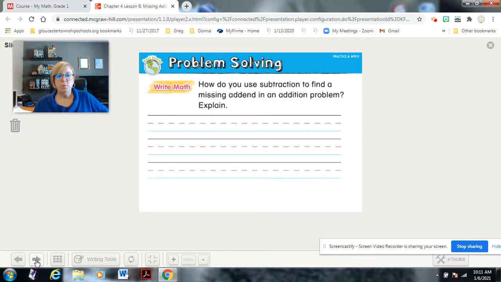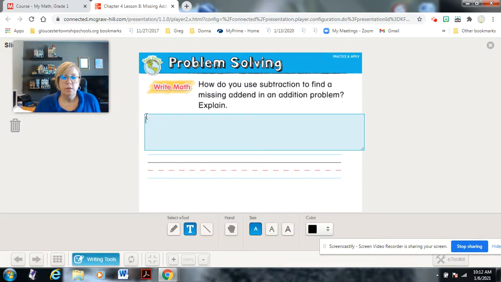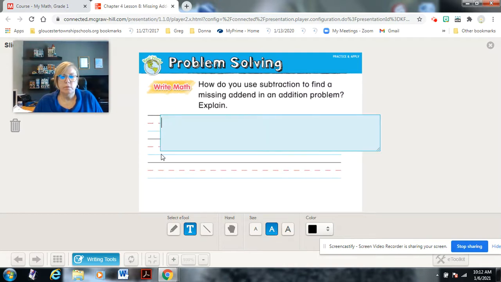All right, so here we go finishing up. How do you use subtraction to find a missing addend in an addition problem? All right, so they would like us to explain that. So how do we use subtraction? Okay, so what would we do? Whoop, yeah, I forgot to do that first. All right, here we go. Yep. There we go. Okay.